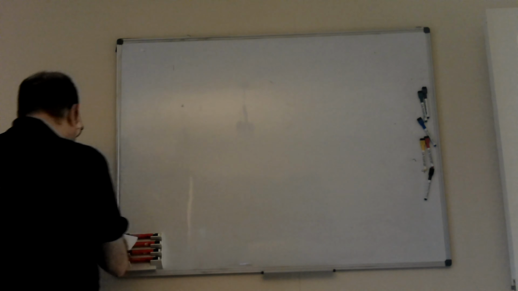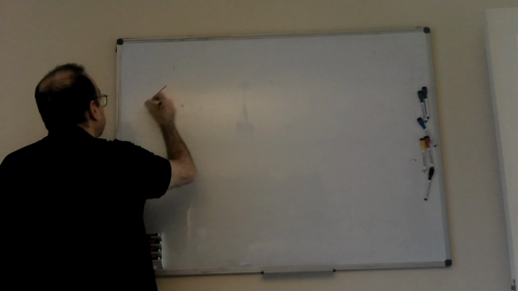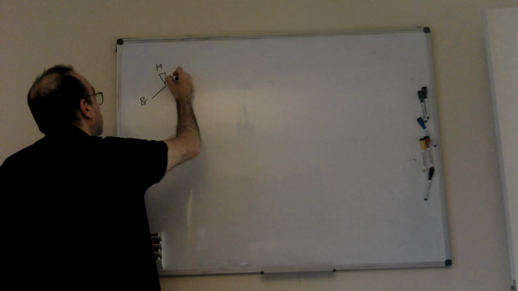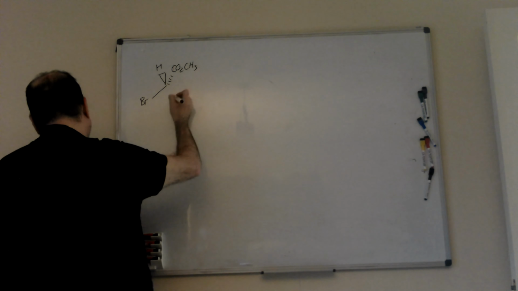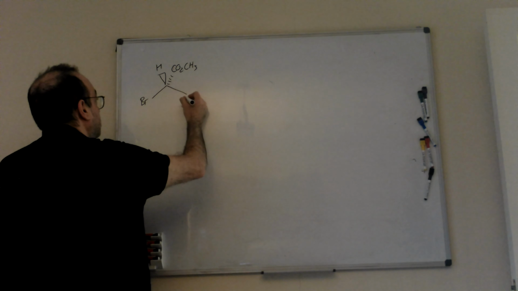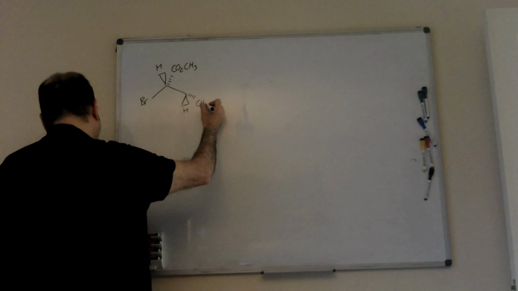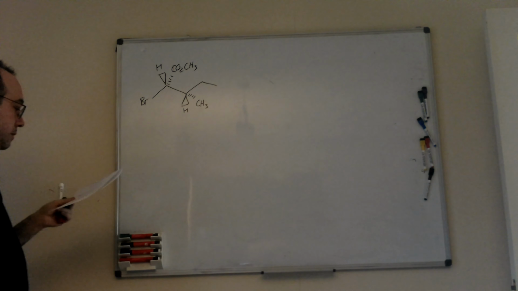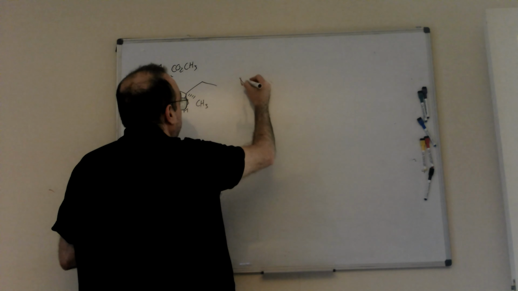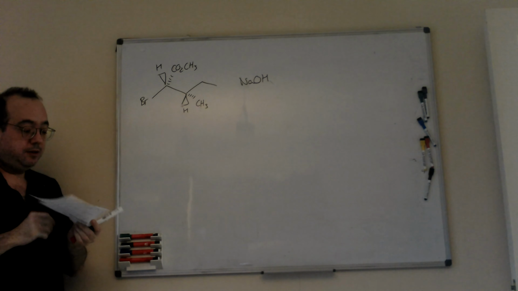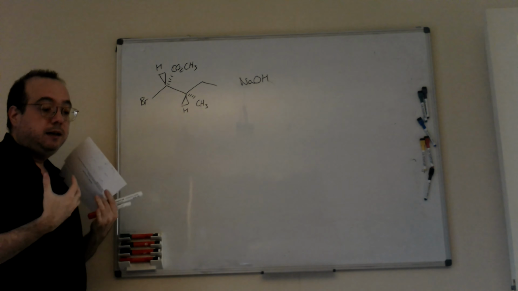Okay, number 2, what they say is that we have an E2 elimination and we have this compound. Okay, and we are doing an E2 using sodium hydroxide as a base. What will happen? Okay, first of all, we need to draw the transition state. Okay, because it's E2, we will have a transition state.